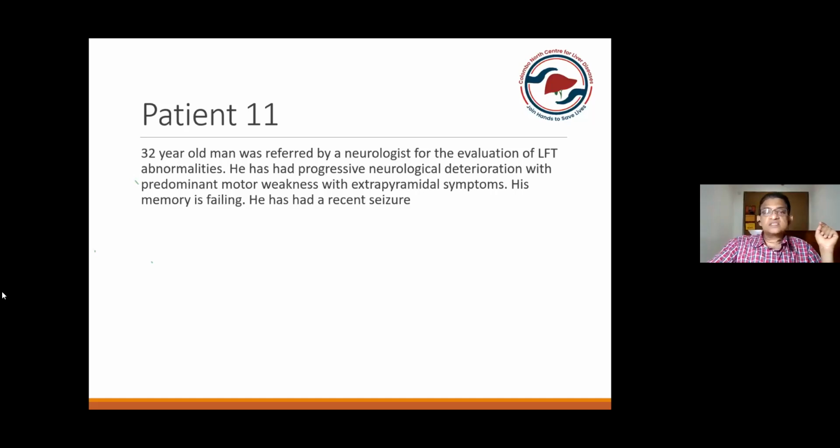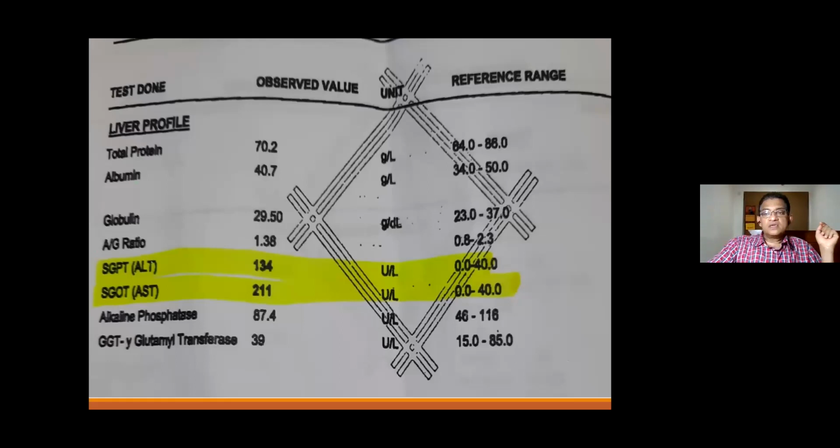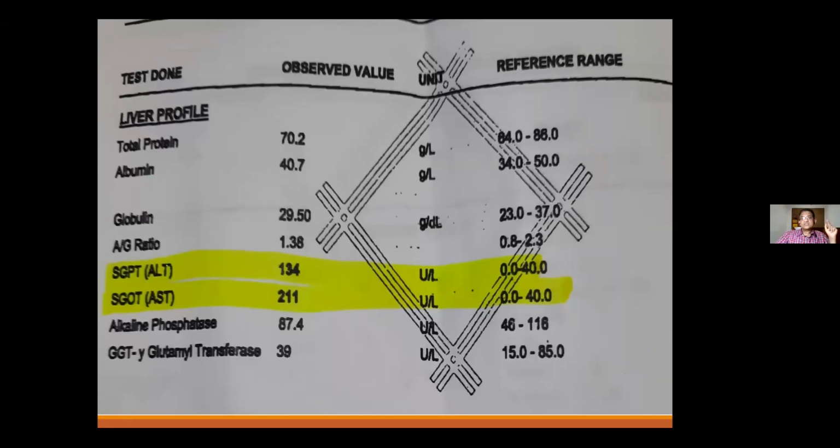So this was his liver profile. In fact, this was not his true liver profile. This was similar to the liver profile he had. So abnormalities are AST elevated, ALT elevated, but not a lot. So the neurologist wanted me to make sure that this is not Wilson's disease, but this is not like Wilson's.